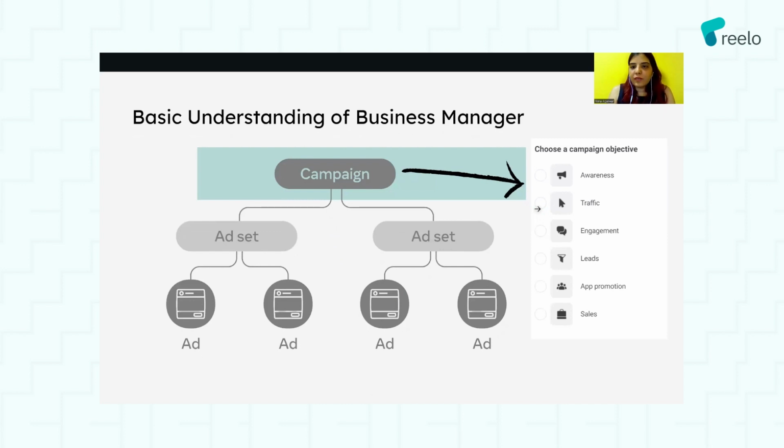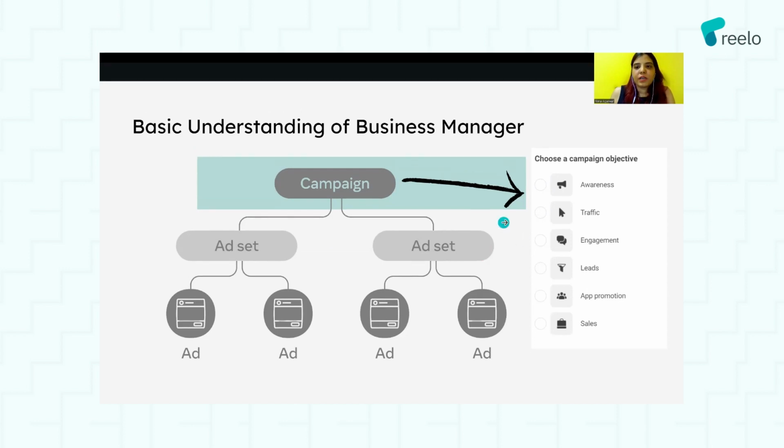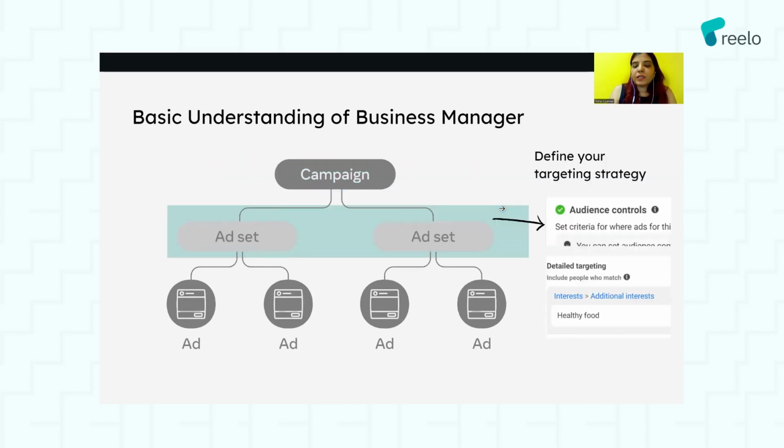Do you want to spread awareness, just reach more number of people? Do you want more traffic with your ad? Let's say, do you want more engagement, or what is it exactly that you want to achieve? Now, if you've selected awareness, traffic, or engagement as a goal, at ad set level, you can select controls. Basically, you can select what kind of audience do you want to target.